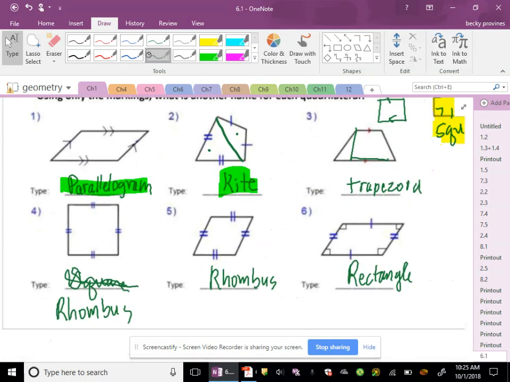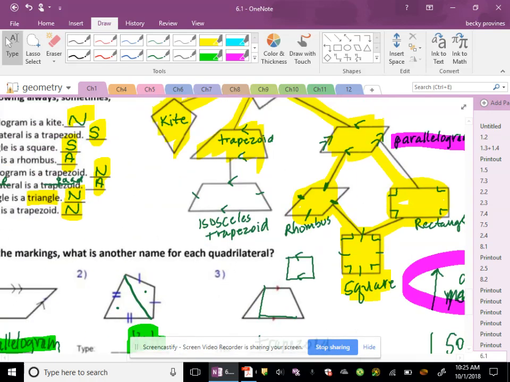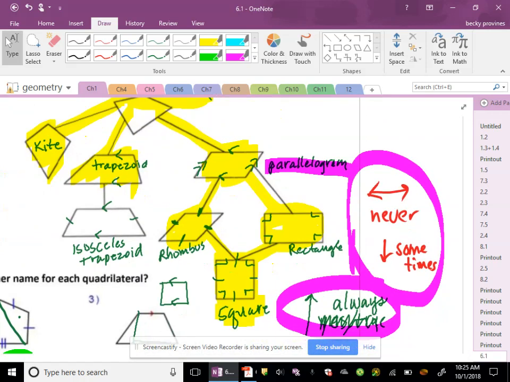When I taught this, my class said this was a square. It kind of looks like a square, doesn't it? But does it tell you these are right angles? It doesn't, does it? So can we assume the right angles? No, we can't assume anything. So it is not a square. It is a rhombus. Let's go back to the tree. A rhombus has all equal sides, and it's right here.